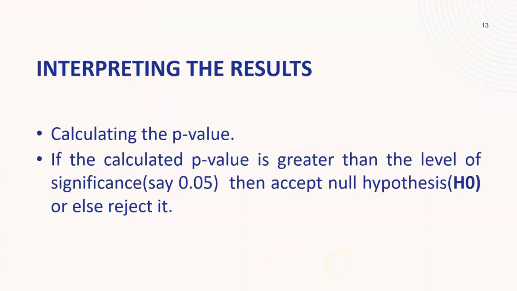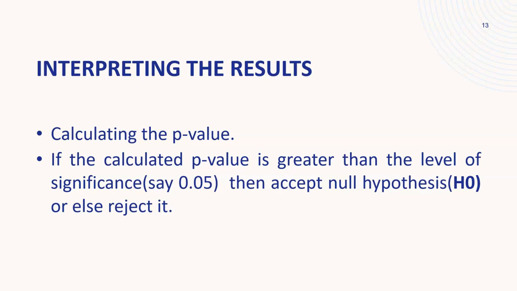Now, how will you take decision based on the result of your chi-square test of independence of attributes? According to the p-value approach, you will be getting a p-value or probability value. If your calculated p-value is greater than the level of significance, which is by default 0.05, then you will accept null hypothesis, which denotes that there is no association between the two categorical variables.